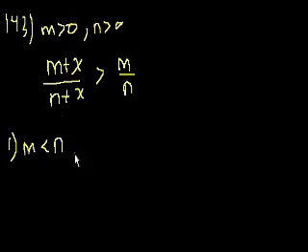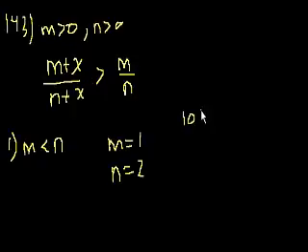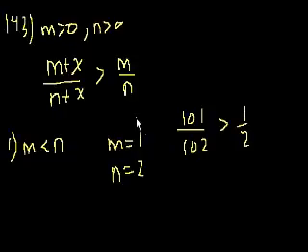Let me give you that example. So let's say m is less than n. So let's say that m is equal to 1, n is equal to 2. Let's say x is 100. So m plus x would be 101, and n plus x would be 102. And that is easily greater than 1/2, right? So you say, oh, excellent. Statement 1 is sufficient.